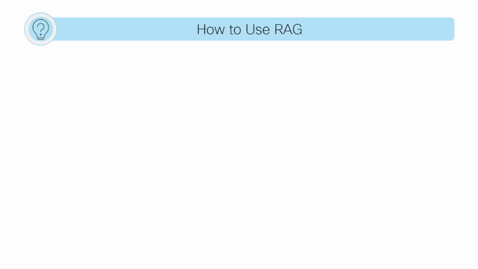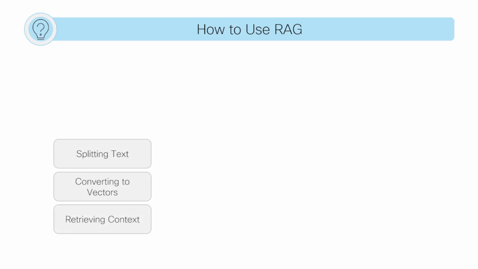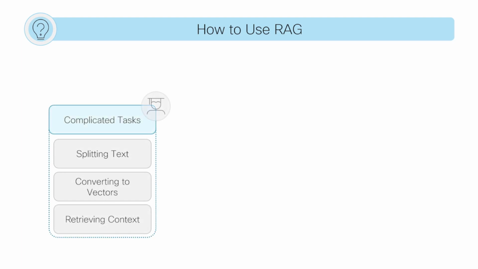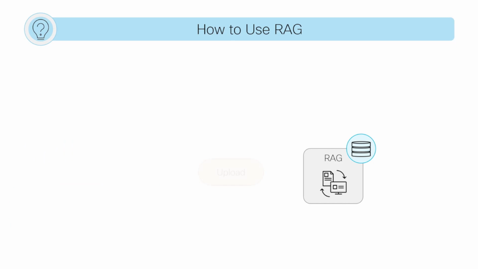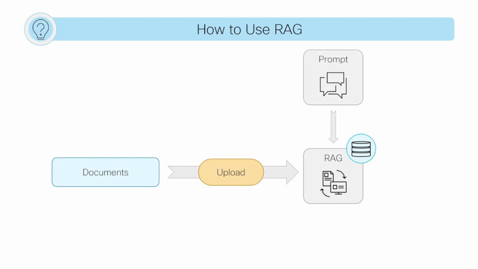You are probably wondering how to build and use such a system. Splitting the text, converting it into vectors, and retrieving relevant context are complicated tasks and demand programming expertise. Luckily, there are a few publicly available tools that provide you with vector storage that can help you. To use such tools, you simply upload your documents and start referring to them in your prompts.